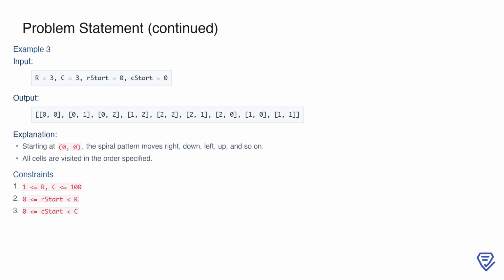visited. For this grid, the output reflects the order of traversal: 0, 0, 0, 1, 0, 2, 1, 2, 2, 2, 2, 1, 2, 0, 1, 0, 1, 1. This example highlights how the spiral adapts to different grid dimensions while ensuring every cell is covered.